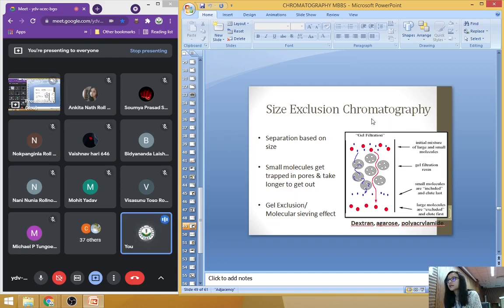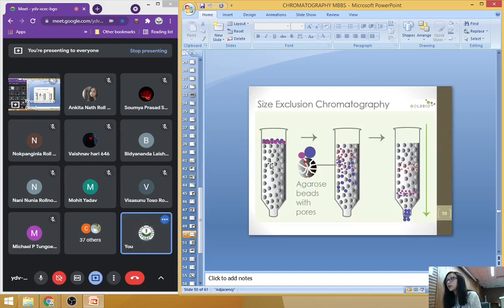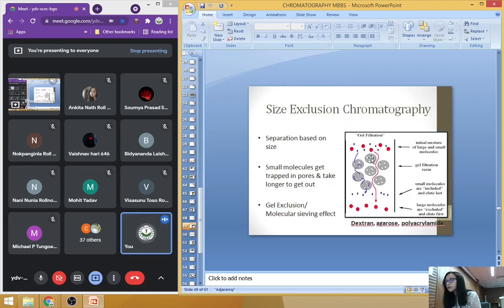Okay, so another one is size exclusion chromatography. From the name itself, you can understand that the separation is based on the size. So here, as the stationary phase, we use agarose beads. These beads contain pores. Okay, you can see here, these beads contain pores. So what happens is, when you put the sample mixture, the small molecules will enter through these pores.